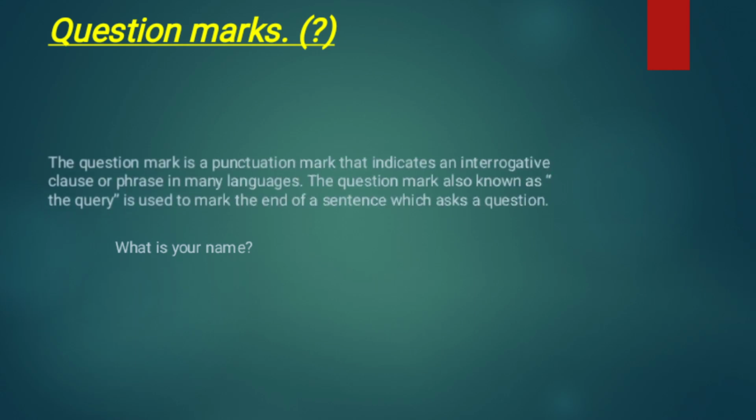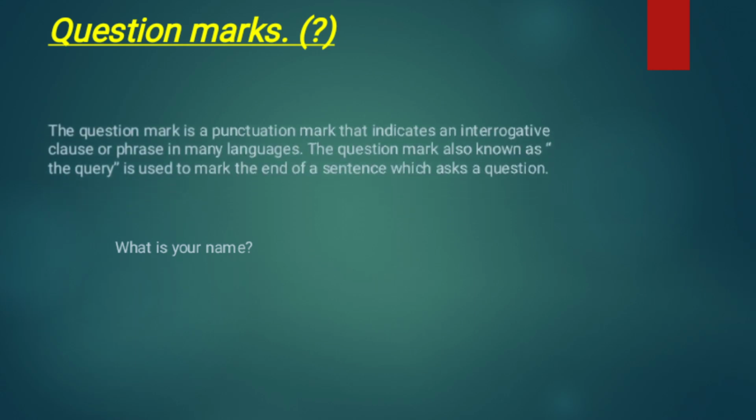We're looking at question marks, and we said that the question mark is a punctuation mark that indicates an interrogative clause or phrase in many languages. The question mark, also known as the query, is used to mark the end of a sentence which asks a question. So the point here is that it asks a question. Anytime you see a question mark at the end of a sentence, it means that it is a question or an interrogative statement. For example, what is your name?